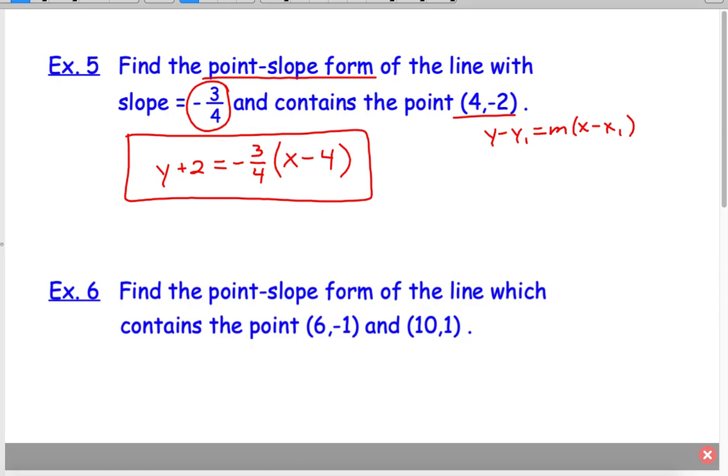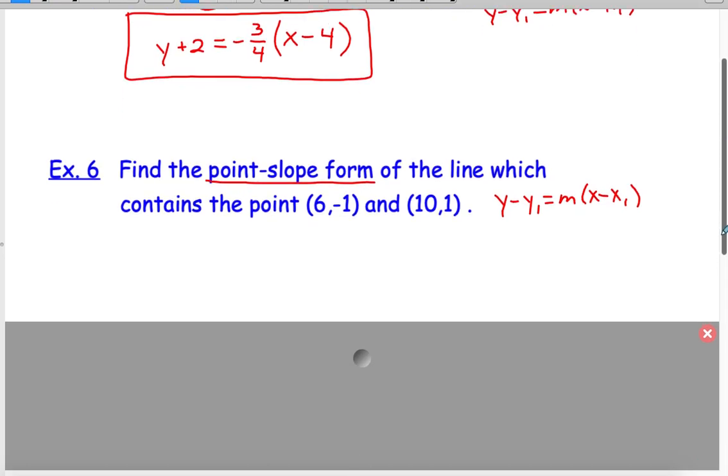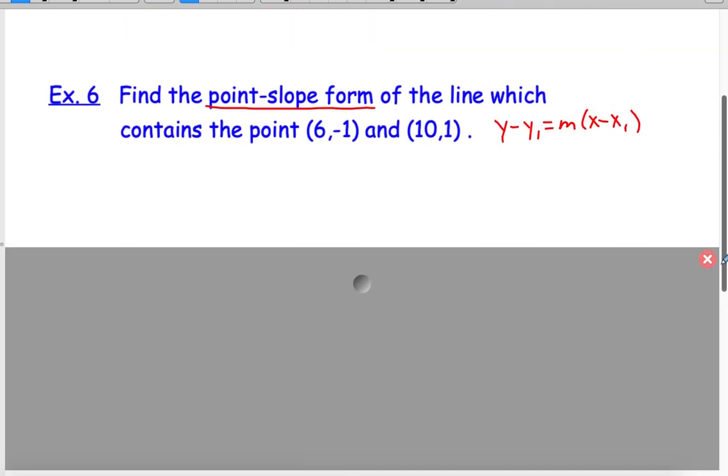Find the point-slope form. Okay, what does that look like? Y minus y1 equals m times x minus x1. And what information did they give me? Did they give me the slope? No. But they did give me 2 points.